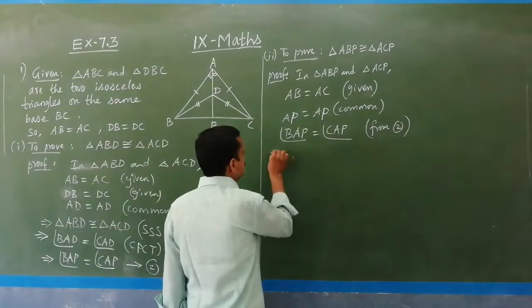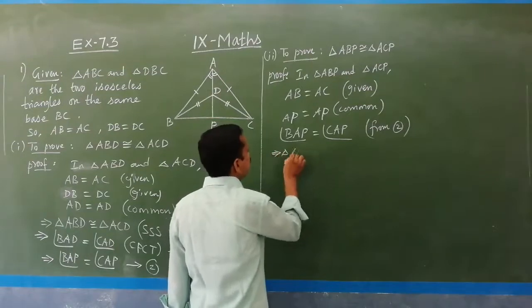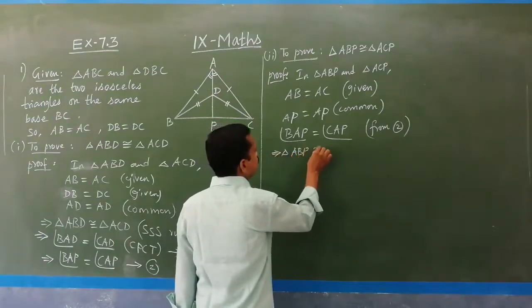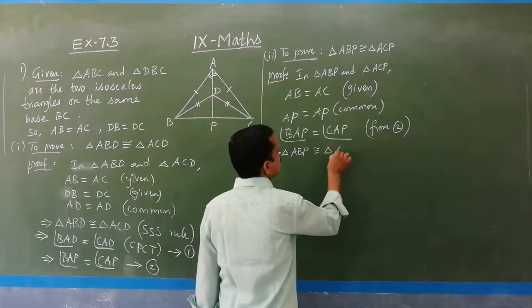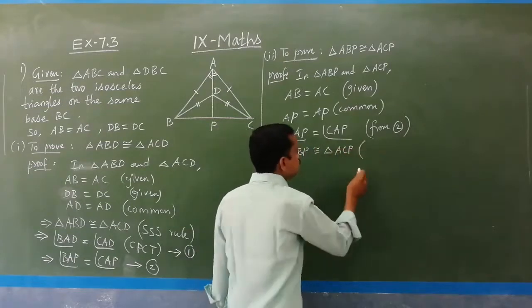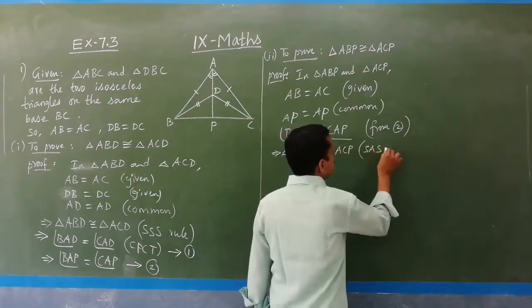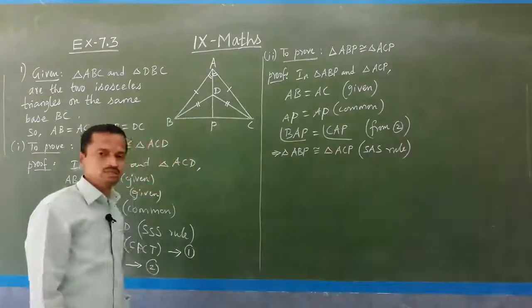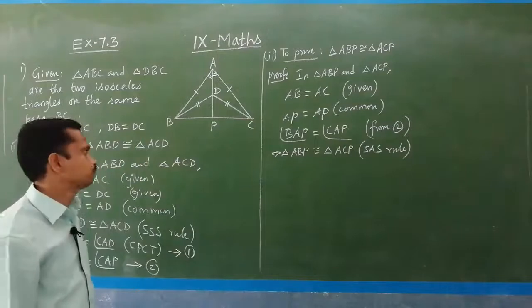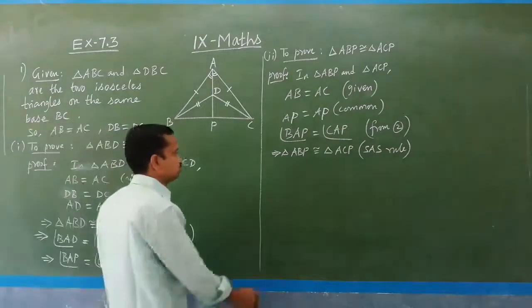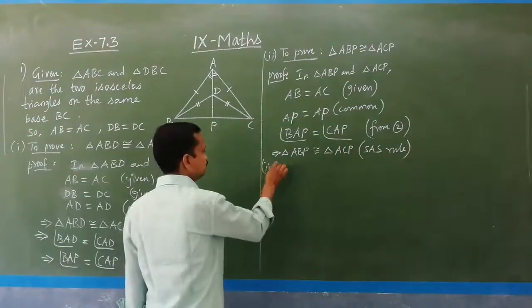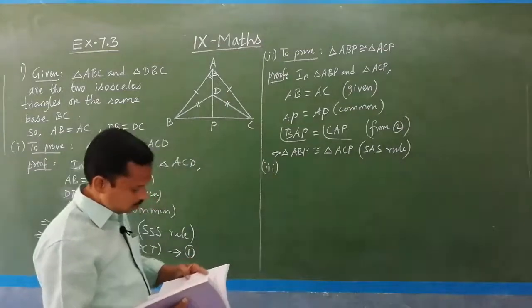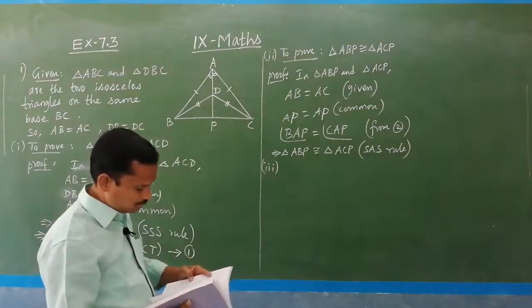So, triangle ABP is congruent to triangle ACP, the rule you can apply is the SAS rule. Clear? By applying this rule, we can say these two triangles are congruent. And now coming to the next option 3, you see what is there? AP bisects angle A as well as angle D.